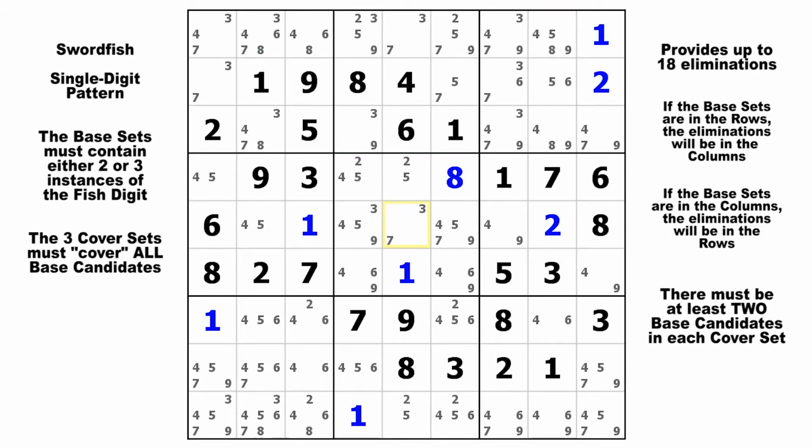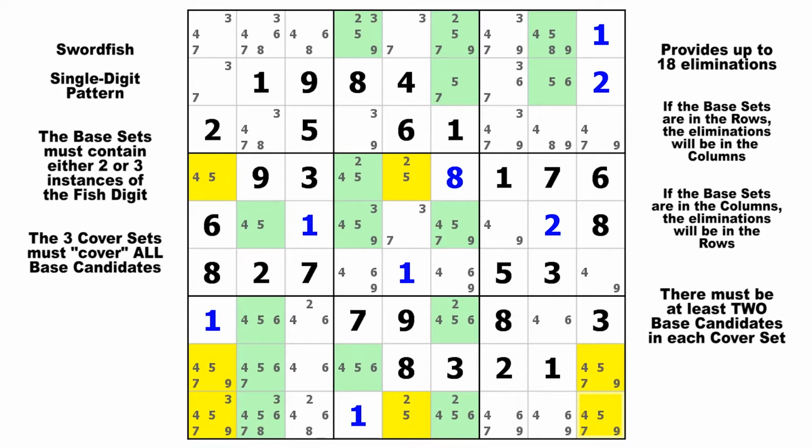All right, here let's take a look at candidate 5. And this time the base sets are going to be in the columns. And we've got column 1, column 5, and column 9. And so you see we've got 3 instances of candidate 5 in column 1, but only 2 in column 5 and 2 in column 9. But still there are at least 2 base candidates in each of the base sets, and they line up perfectly so that 3 cover sets can intersect with them and cover all base candidates.